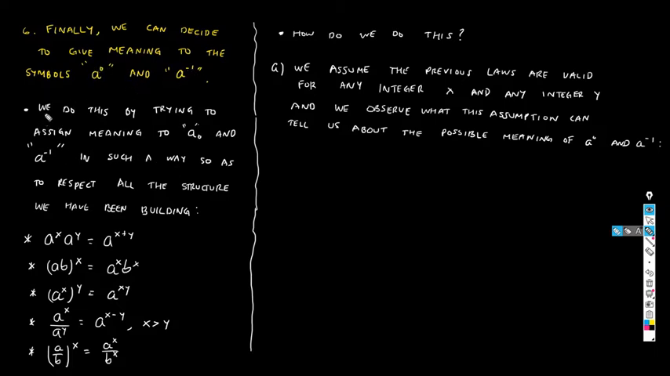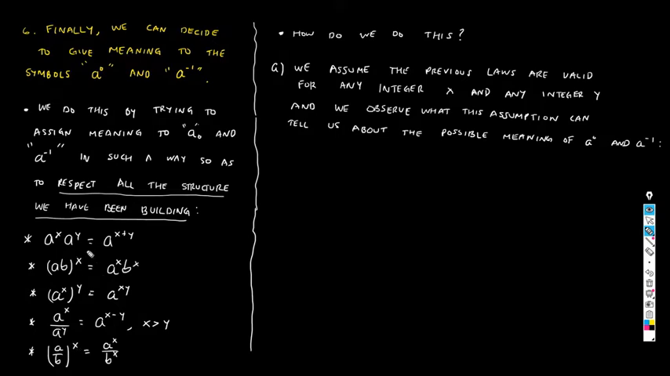Okay, so we do this by trying to assign meaning to a to the 0 and a to the -1 in such a way so as to respect all the structure that we have been building. This is the key idea. What structure am I talking about?